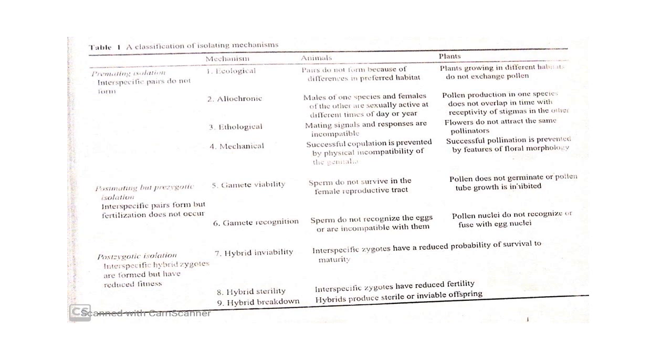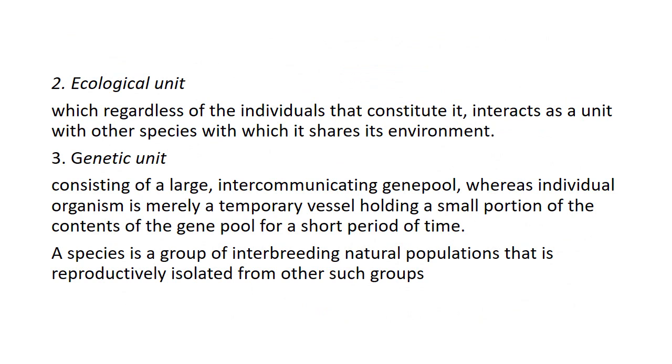These are a number of isolating mechanisms which do not allow the flow of genes from one gene pool into another gene pool, and this is how we say that there are a multitude of devices which protect the gene pool of one species from that of another. Then we say a species is an ecological unit which, regardless of the individuals that constitute it, interacts as a unit with other species with which it shares its environment.